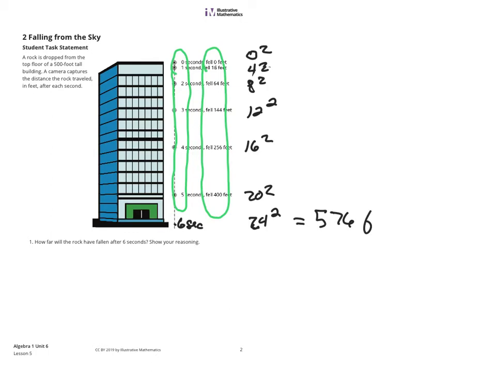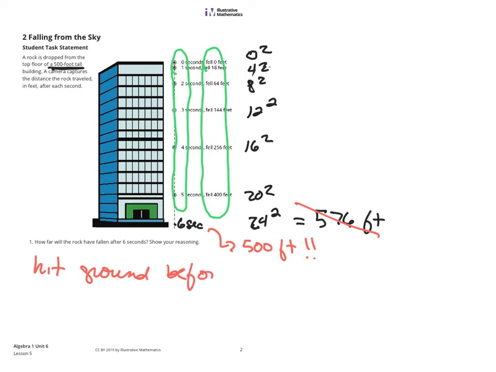Can it fall 576 feet? No, because we have a 500-foot tall building. That's odd. So that means that really it can't fall that far. It has to be 500 feet because it's real world. And the building's only 500 feet tall. So the rock's going to hit the ground before 6 seconds.